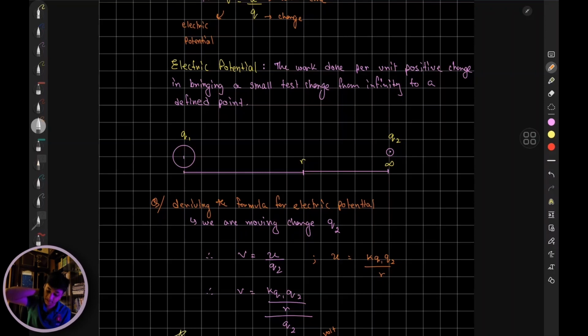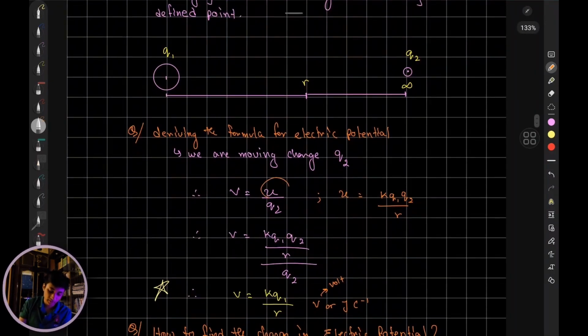Okay, deriving the formula for electric potential, I already told you how to do it. We just divide the entire energy, which is electric potential energy for any charge, by the amount of charge for which you figured out the electric potential energy. So very simple, you divide the electric potential energy by the charge for which you figured it out.